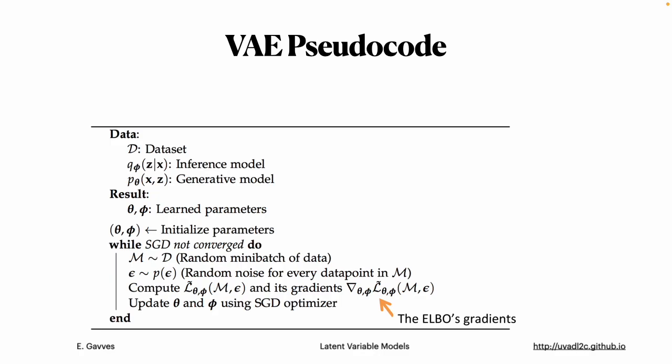As pseudocode, this is our inference model, our approximate posterior, and that's our generative model. We sample a random mini batch of data. We sample random noise for every data point in our mini batch, so different noise every time, right? We compute the gradients and possibly the ELBO, the loss, and update using an SGD optimizer, that's it.